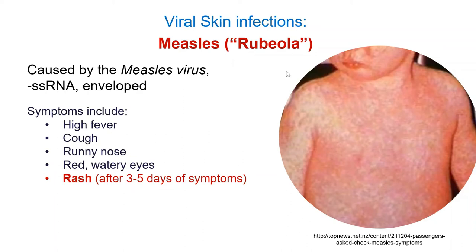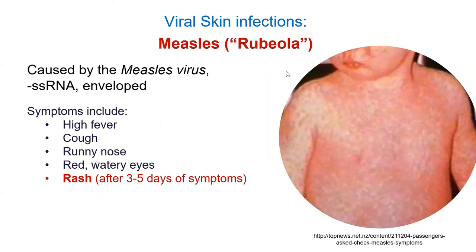Measles also used to be a rite of passage for children. And this is before my time. But I have a sister who is, I think she's 13 years older than me. So not much before my time. And she had measles as a child, just like everybody else did at the time, right?